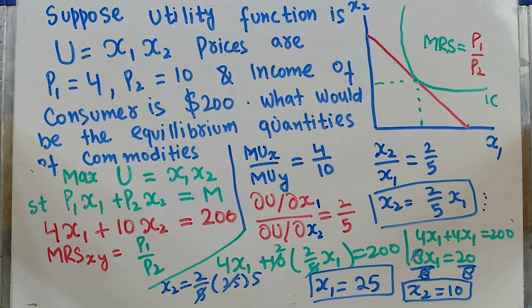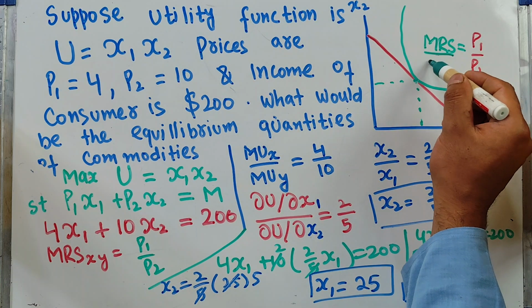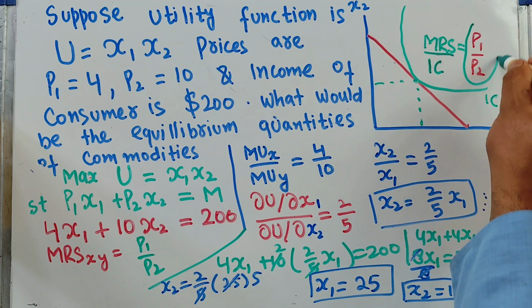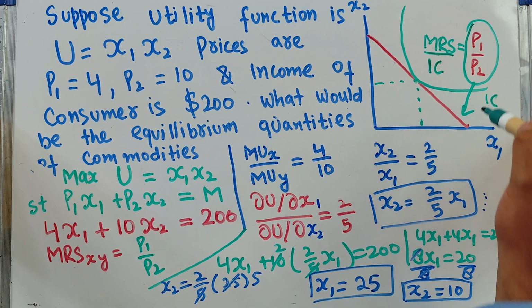I hope I make myself clear. So remember here, MRS means the slope of the indifference curve, and this ratio means the slope of this budget line. I hope I make myself clear in this video.